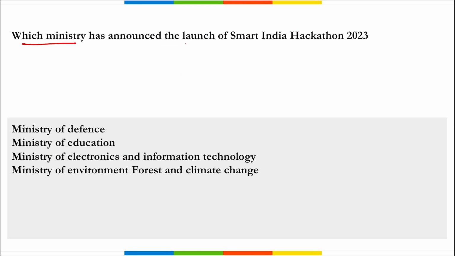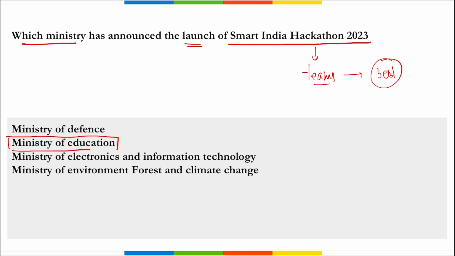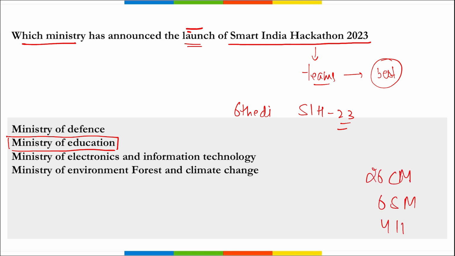Next, which ministry has announced the launch of Smart India Hackathon 2023? So remember, first of all tell me, which ministry launched this Smart India Hackathon? And it is a hackathon, that means various teams participated in this hackathon, and the best team with the best solution of the use case provided by the ministry has won it. So it is our Ministry of Education, right? They have announced the launch of this Smart India Hackathon 2023, right? This was the 6th edition of Smart India Hackathon of 2023. Then this is supported by the participation of 26 central ministries, 6 state ministries and 4 industry partners.